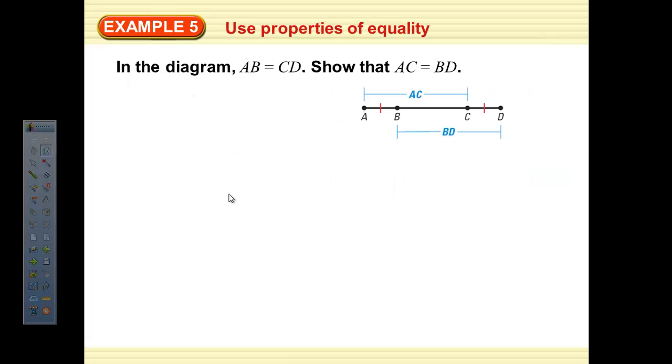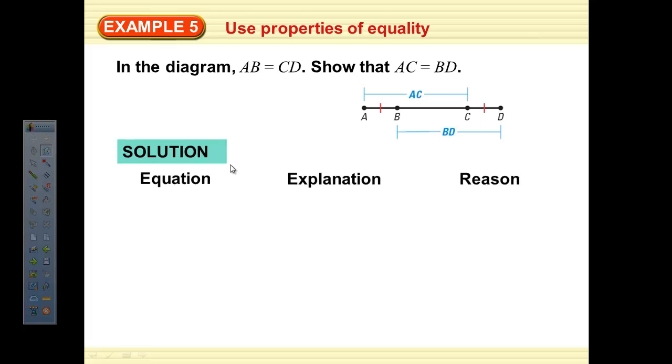Now we're going to do a similar proof with segments and the segment addition postulate. So if we look at this, we want to prove that AC and BD are equal. So we're just going to go through it real quick the same way we did with the last one. Again, instead of equation, we'd put a statement here and a reason. We're going to start out with what's given to us. And what's marked in the diagram is that AB and CD are equal. And a reason would be given.